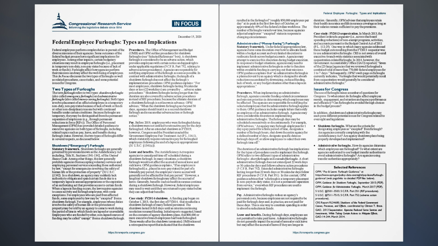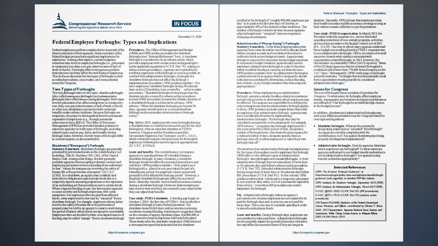One way in which many agencies addressed these budget cuts resulting from the fiscal year 2013 sequester was to use administrative furloughs. CRS is not aware of overall executive branch-wide statistics associated with sequestration-related furloughs. In 2014, however, the Government Accountability Office (GAO) reported 7 of the 23 large agencies that we reviewed furloughed a combined total of more than 770,000 federal employees for 1 to 7 days. Subsequently, OPM's webpage on furloughs currently indicates, furloughs that would potentially result from sequestration would generally be considered administrative furloughs.